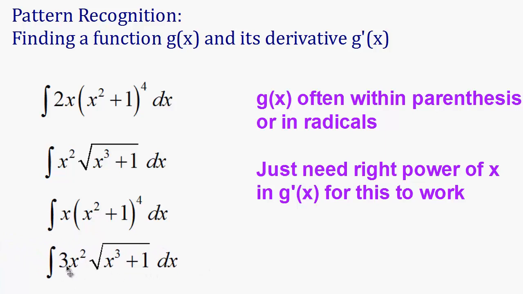Here's another example, 3x squared times the quantity x to the 3rd plus 1 to the 1/2 power. We're going to let g of x be this part right here. The derivative of x to the 3rd plus 1 is 3x squared. We look in parentheses here, if we let g of x be tan x plus 3, the derivative of tan x plus 3 is secant squared x. So this is going to work very nicely.